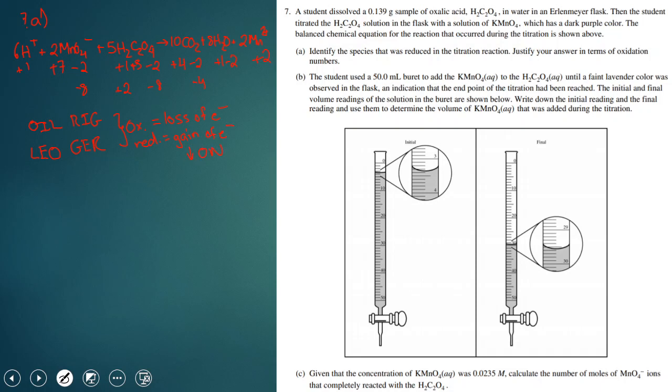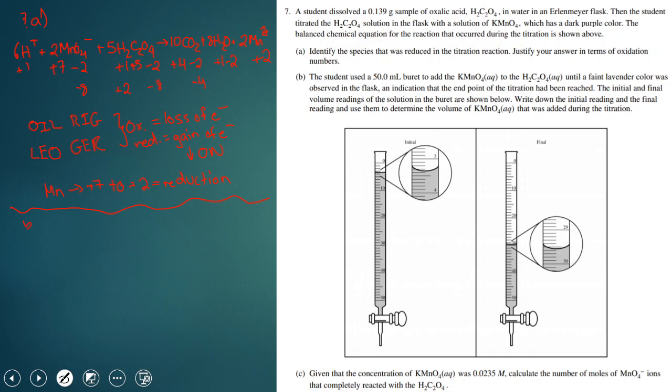So if you consider what exactly decreased, hydrogen has been +1 throughout, oxygen has been -2 throughout. Our carbon went from +3 to +4. That was the oxidation. Manganese went from +7 to +2. So there is a reduction because of a gain of electrons and a loss of oxidation numbers. Okay.